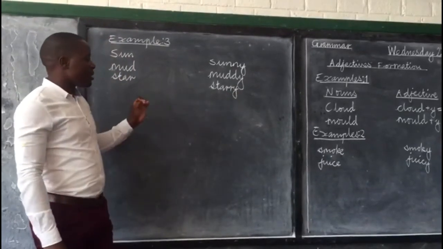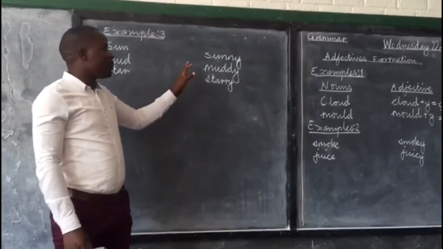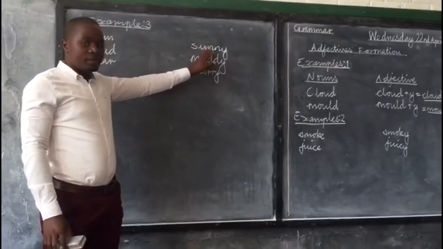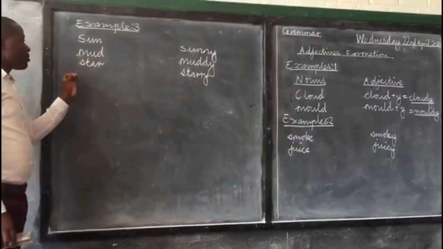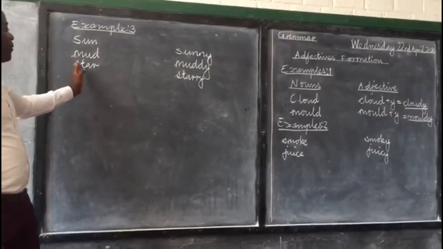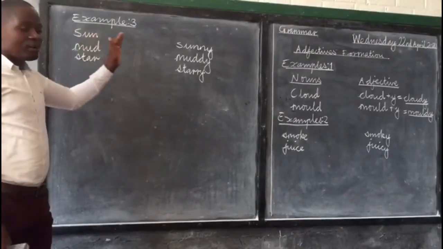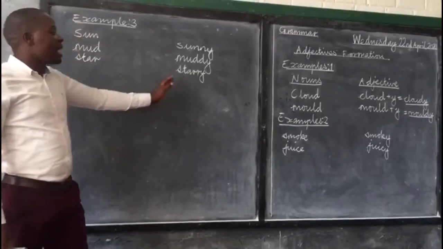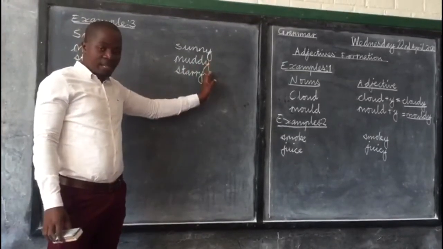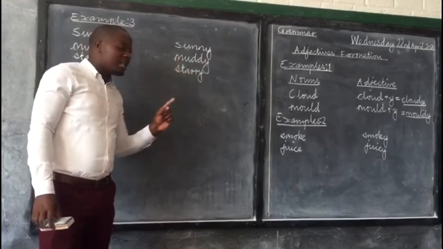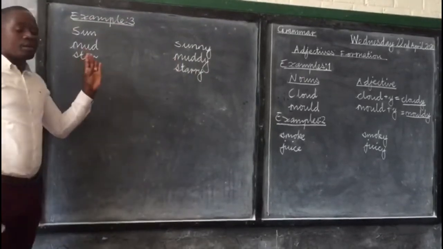This is rule number 3 on how to form adjectives. So, rule number 3, we are saying that adjectives are formed from nouns by doubling the last letter of a noun and then adding the letter Y at the end of it. Remember that the letter Y is mostly used for the 3.